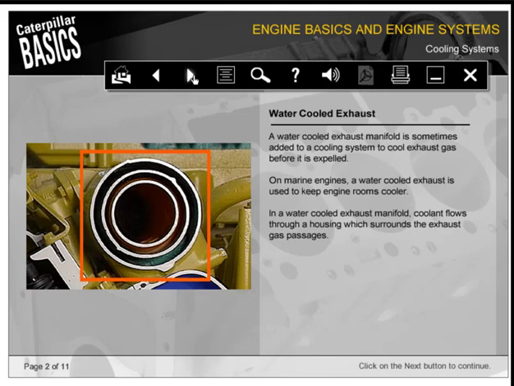A water-cooled exhaust manifold is sometimes added to a cooling system to cool exhaust gas before it's expelled. On marine engines, a water-cooled exhaust is used to keep engine rooms cooler. In a water-cooled exhaust manifold, coolant flows through a housing which surrounds the exhaust gas passages.